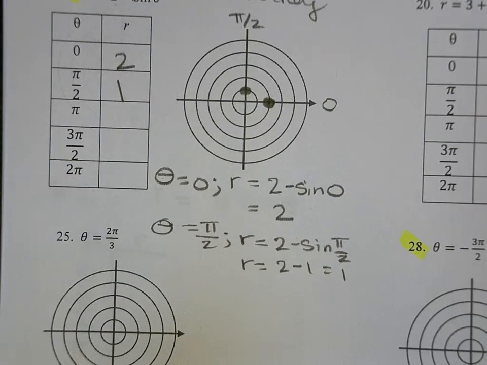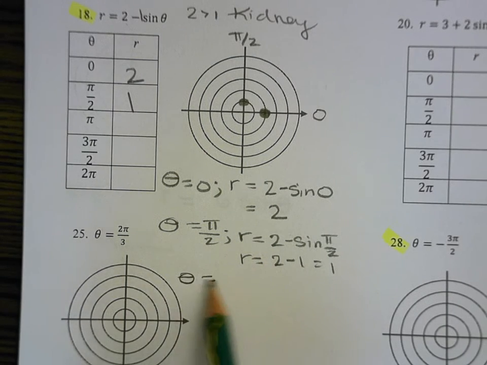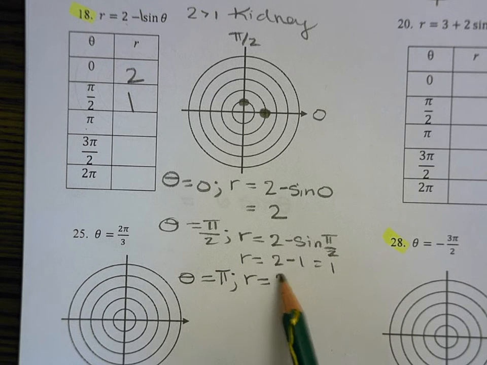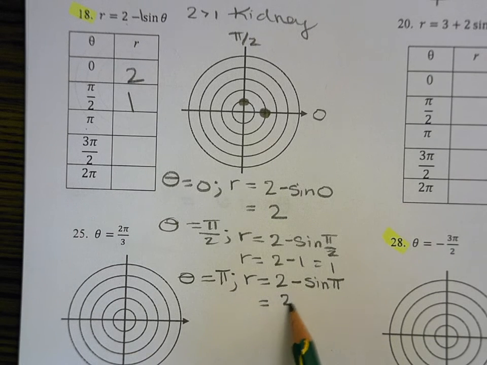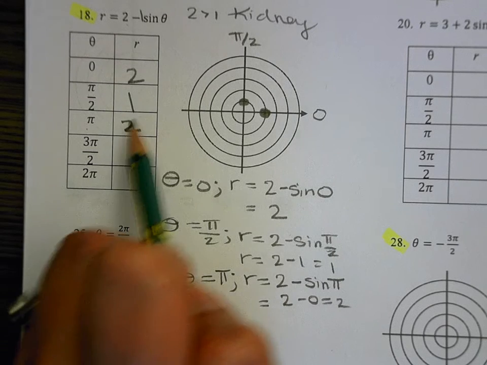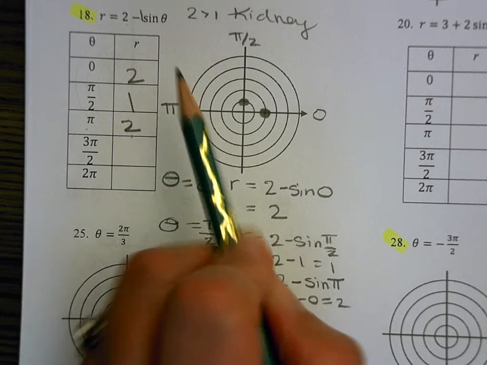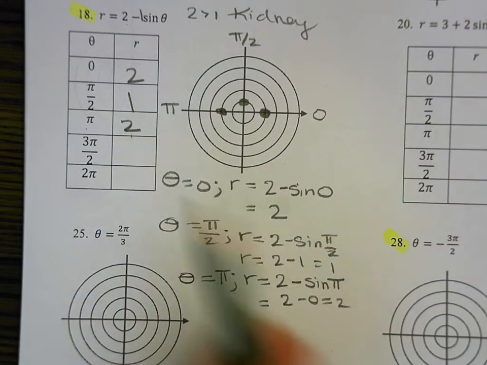And then I'm going to do that again. Let me zoom out 1 here. So I would let theta equal pi, my next quadrantal. So I would have r is equal to 2 minus the sine of pi. And so I know the sine of pi is 0, so 2 minus 0 would be 2. So at pi, which is right here, my radius is 2. So I'm going to go towards pi 2 units, so right there.